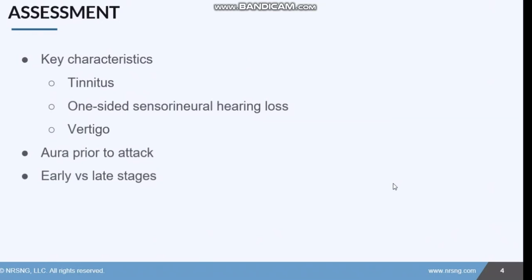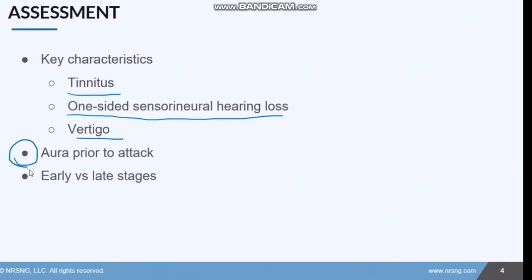Okay, guys, looking at assessment findings. The key characteristics of a patient with Meniere's disease include tinnitus, one-sided sensorineural hearing loss, and vertigo. These attacks can be pretty severe, and patients can also present with nausea and vomiting. Sometimes patients will experience an aura, kind of like people do with migraines. They could have headaches or fullness in the affected ear prior to the attack, letting them know an attack is upcoming. But this isn't all patients, just some may have an aura.